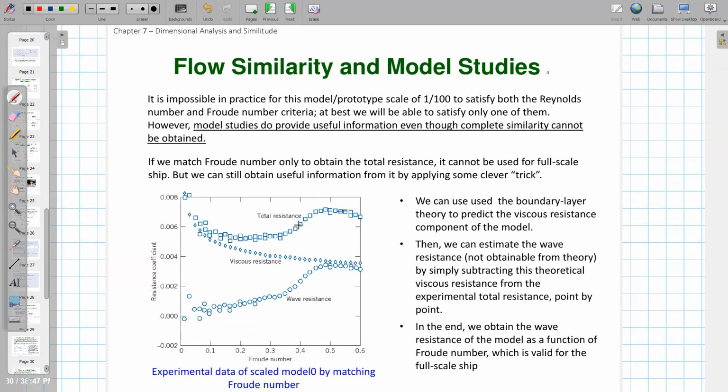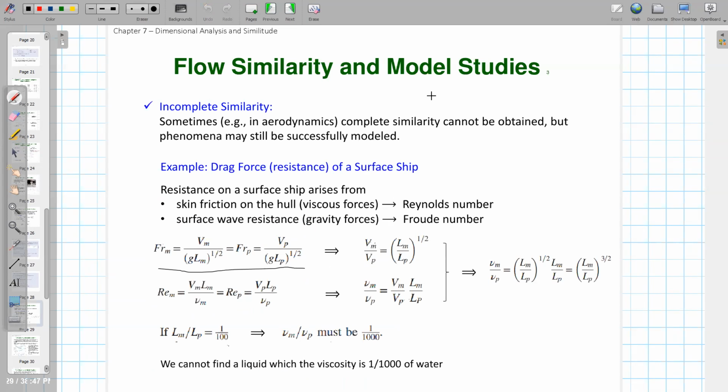Okay, this is square here. This is measured. But remember that this is from the experimental lab condition, right? We measure this one. But remember, for this one we only match the Froude number. And remember, what is the Froude number? The Froude number gives us the wave resistance, right?